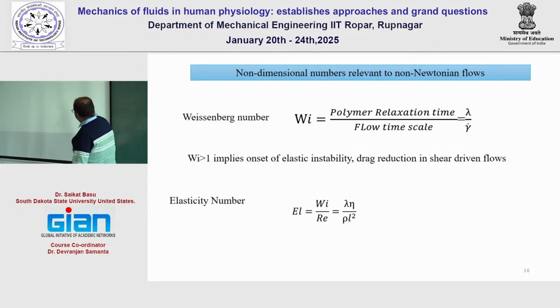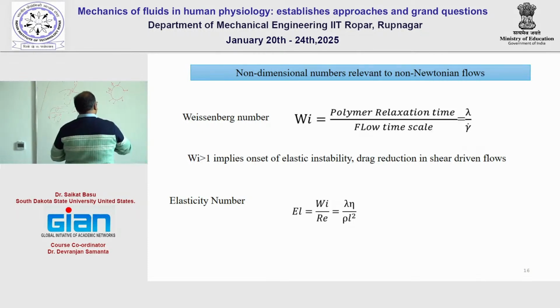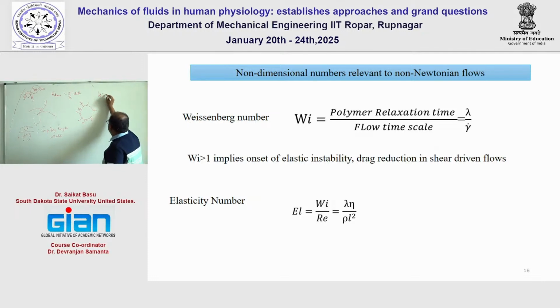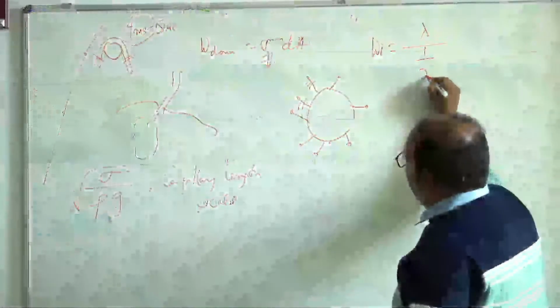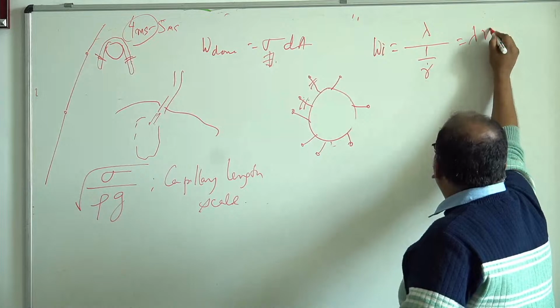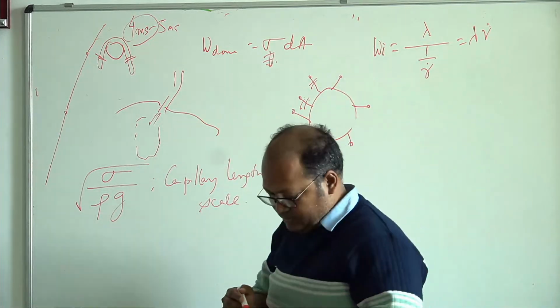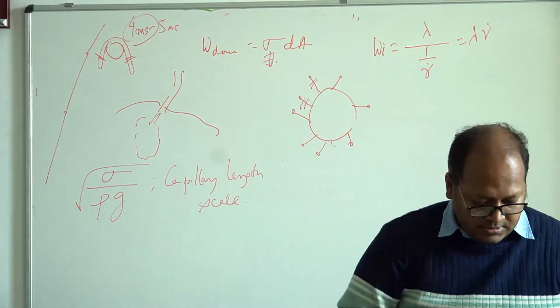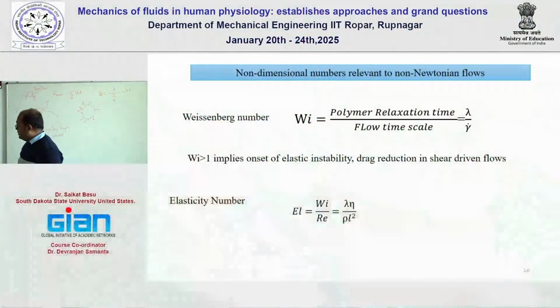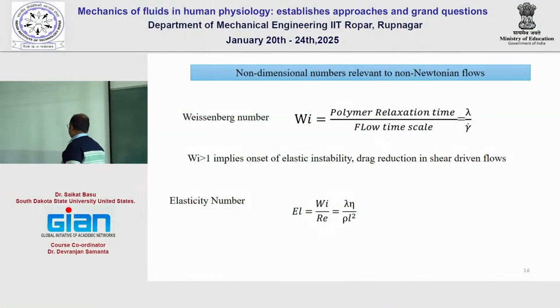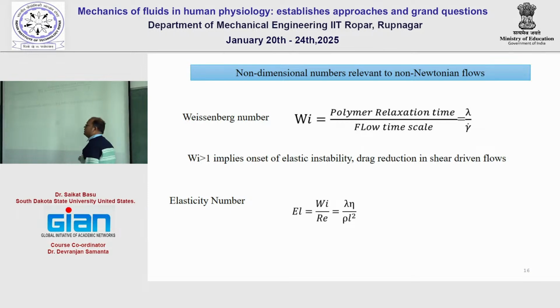By the flow time scale, this should be lambda gamma dot. So the Weissenberg number is lambda times 1 over gamma dot. So this becomes lambda gamma dot. That was wrongly typed. So this number is important. Whenever the Weissenberg number becomes greater than 1, it means that the non-Newtonian features become sufficiently strong, like when we say elastic fluid.